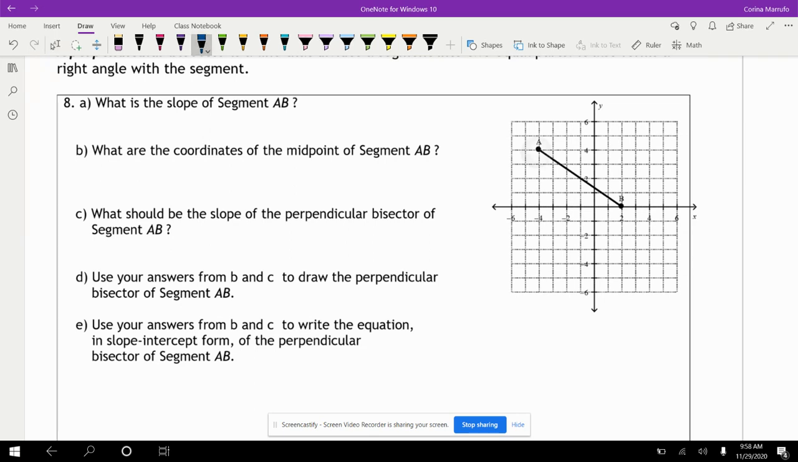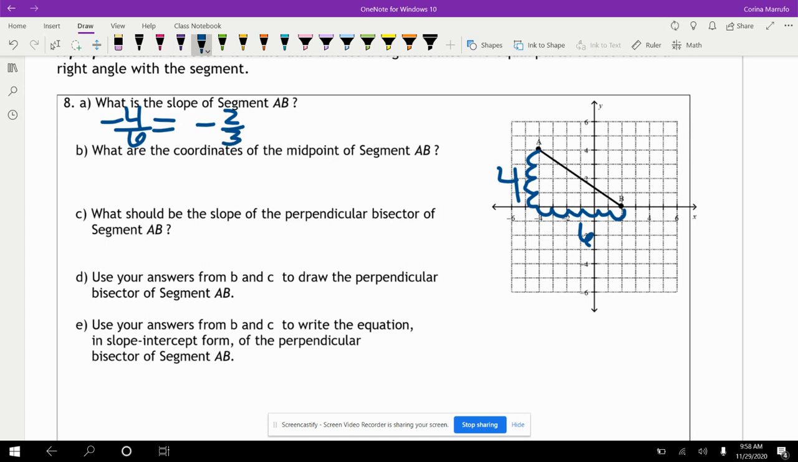So the slope from A to B, it goes down 1, 2, 3, 4. And over 1, 2, 3, 4, 5, 6. So since it goes down 4, it'll be negative 4 over 6, but we can reduce this. This would reduce to negative 2 over 3.